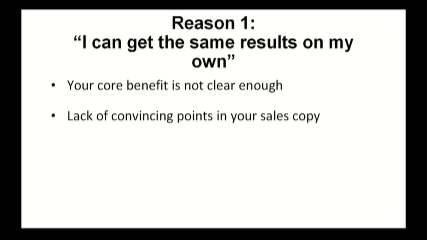There are times when you would receive this objection: I can get the same results on my own. This is due to the fact that you have not stated your core benefit clearly enough. Sounds simple, yes? But when you're focused on creating a list of features and benefits, you could forget to state your point in such a convincing way that readers shift towards your purchase button. So how do you overcome it?